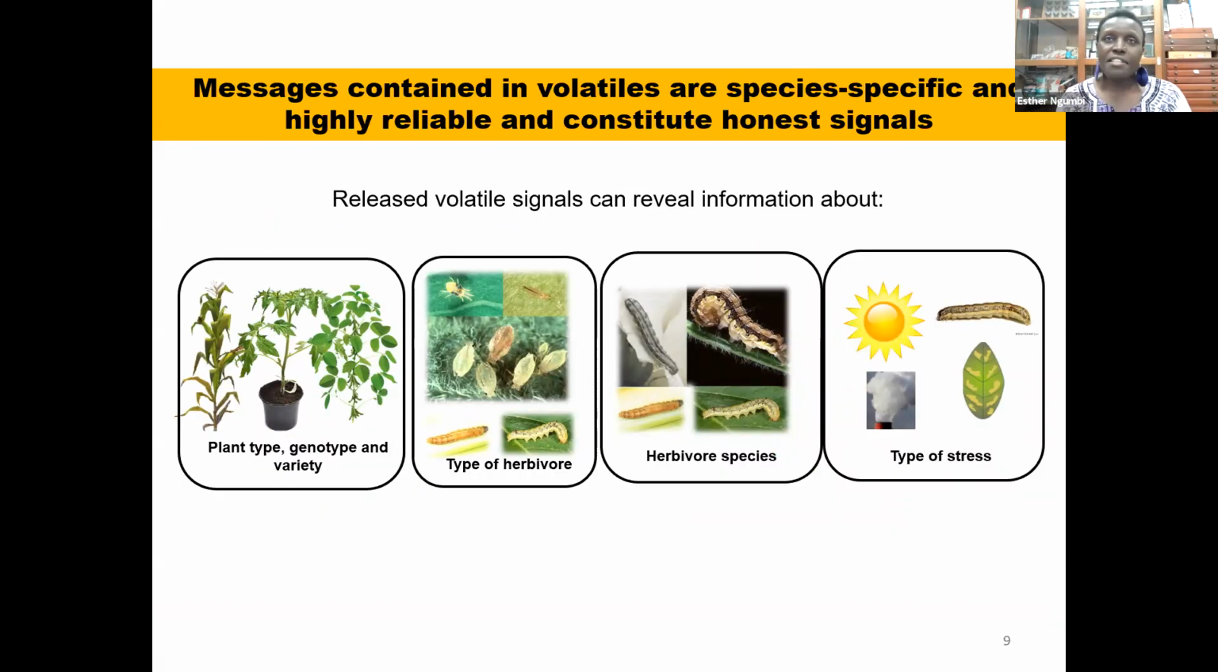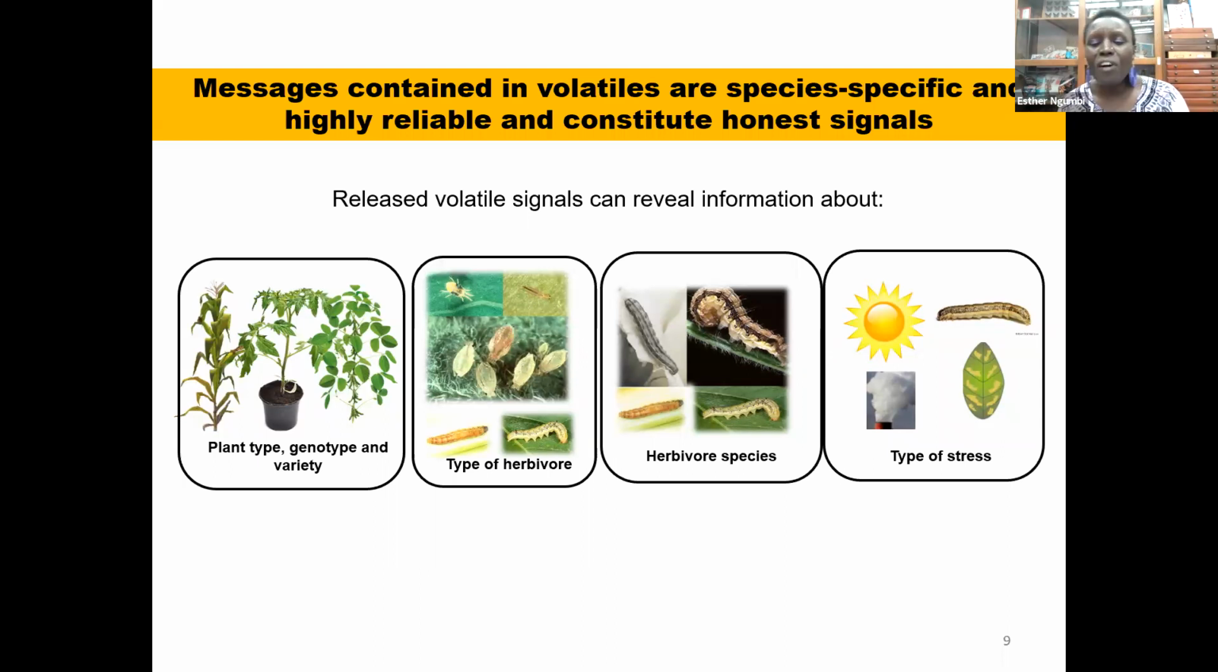And when you think about it, these messages, as I say, these are 911 calls. The messages that are contained in these volatiles are very specific. We know that. And they're highly reliable and truly do constitute honest signals. And we know research has clearly shown that these released volatile signals can reveal details about, first of all, the plant type. So different plants will emit signature volatile compounds. They can reveal the type of herbivore that is interacting with the plants, whether it's a chewing caterpillar or phloem-sucking aphids, thrips. And even within the herbivore species, you can also tell which herbivore.